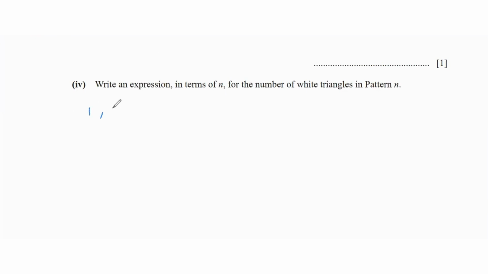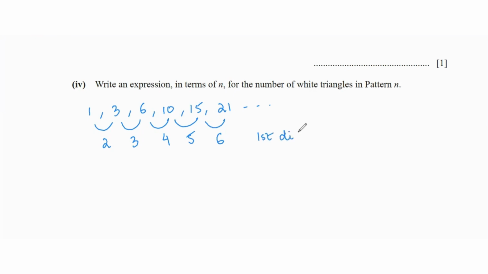we had the sequence of 1, 3, 6, 10, 15, 21, and so on. Let's find the common difference. Between 1 and 3, the difference is 2. Between 6 and 3, the difference is 3. Then 4. Then 5. Then 6. This is our first difference.